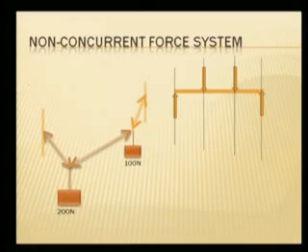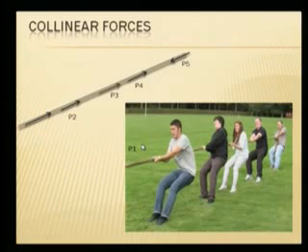Non-concurrent force system: if the lines of action do not meet at one point, then that kind of force system is known as a non-concurrent force system. Here we can see the 100 Newton force and 200 Newton force are exerting force at different points, so this kind of force system is known as a non-concurrent force system.